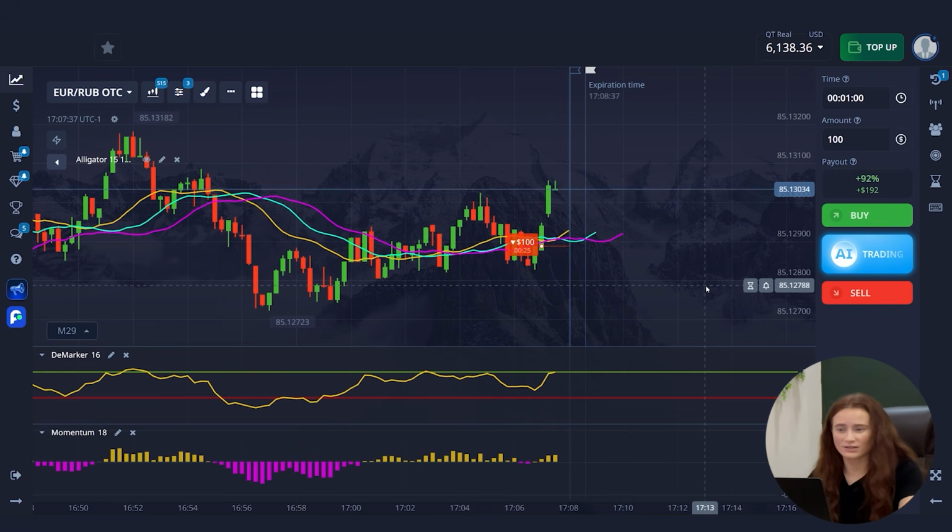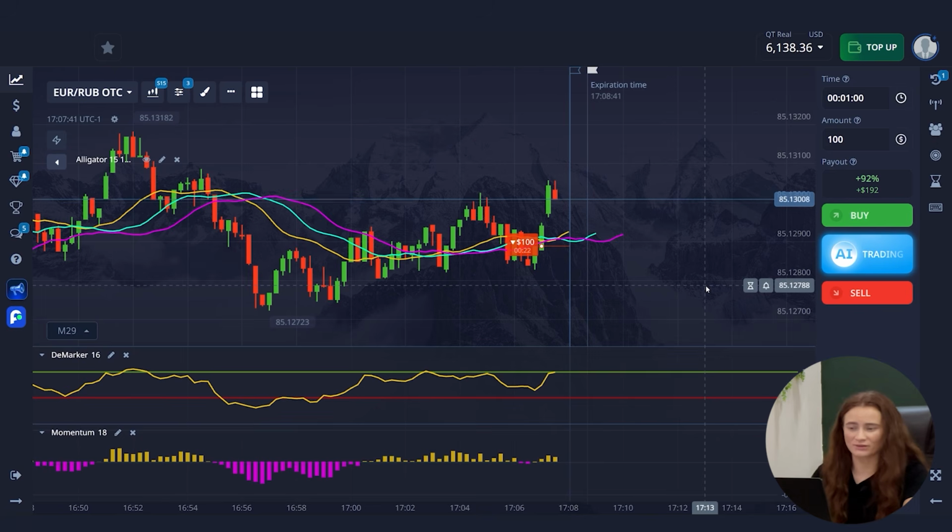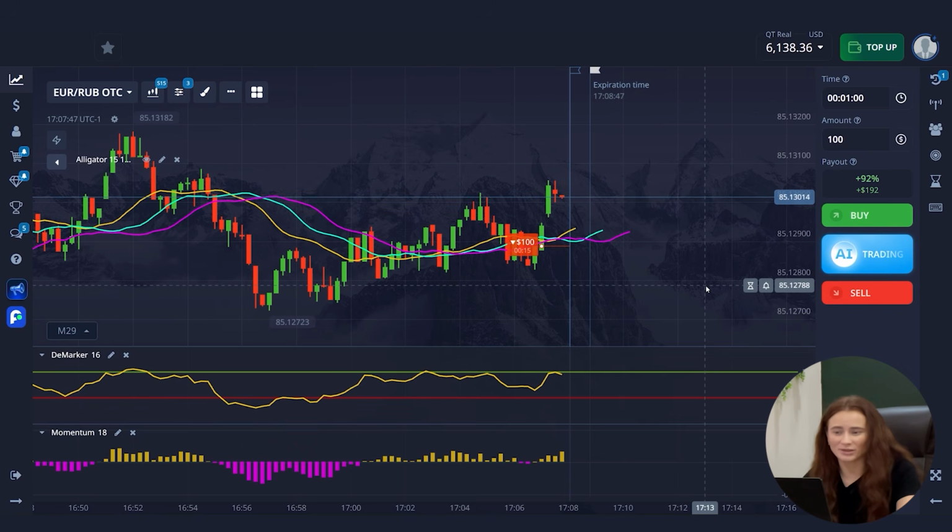Also pay attention to the indicator lines of the alligator. They very often cross each other and move directly. This position of the indicator lines points to no reliable trend, and the price fluctuates. This is what the DeMarker and momentum indicators say. The indicators give different signals and are constantly changing.